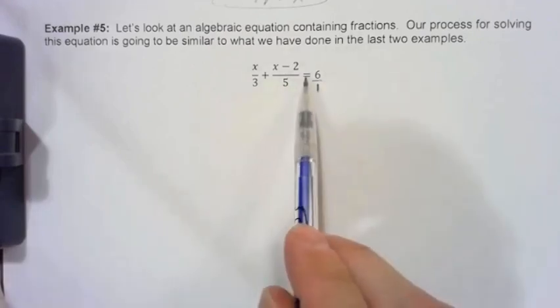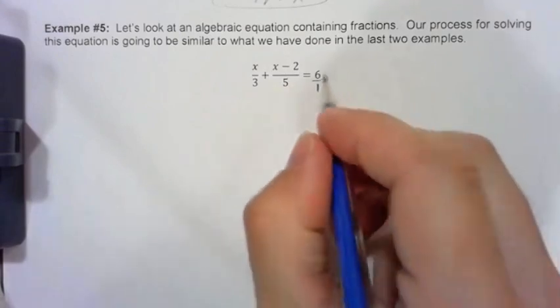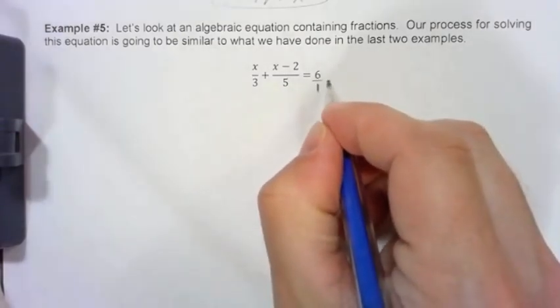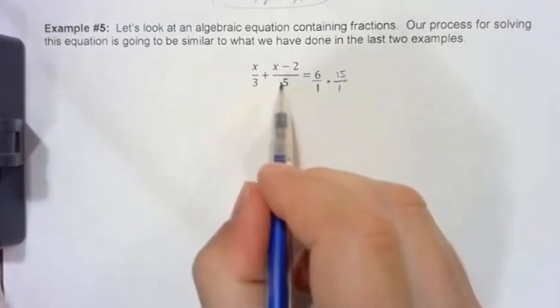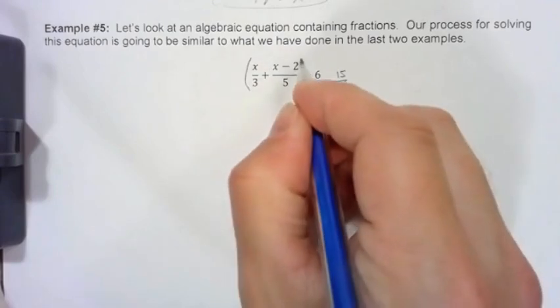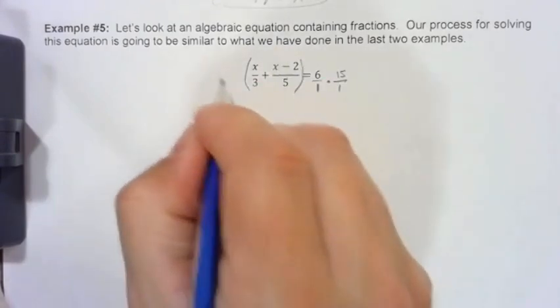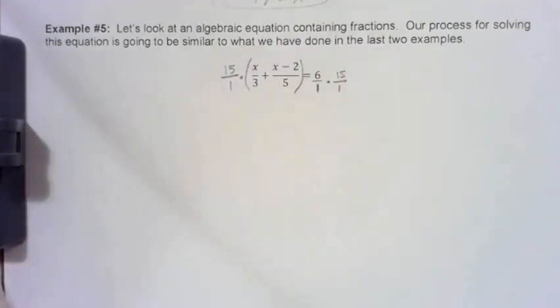So what I'm going to do to each side of this equation is multiply by 15. Now on the right, where I have 6 over 1, I'm just going to multiply by 15 over 1. And on the left where I've got my two fractions, I'm going to put that whole thing in parentheses and multiply by 15 over 1.